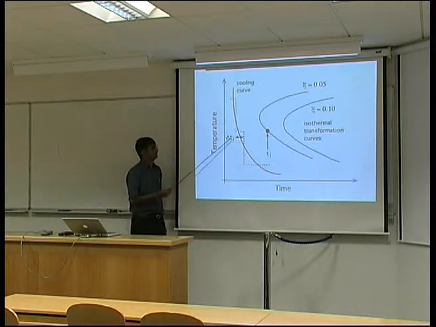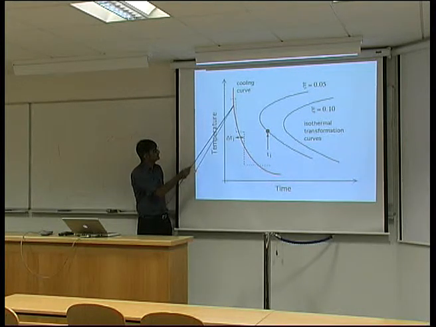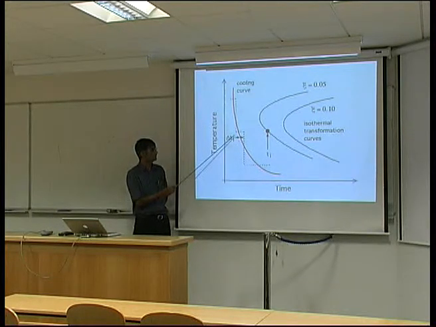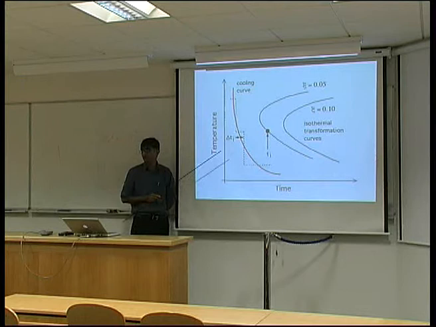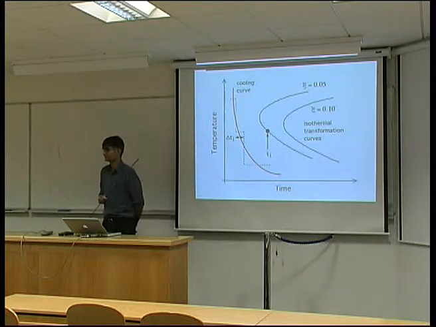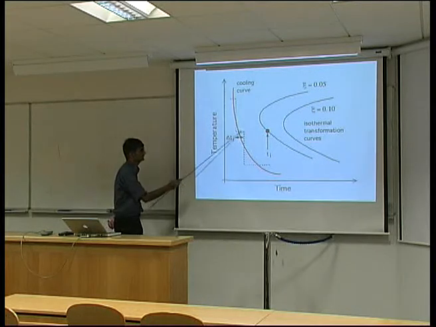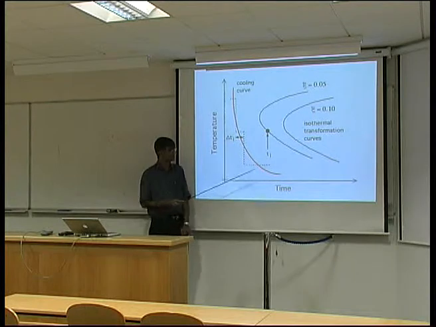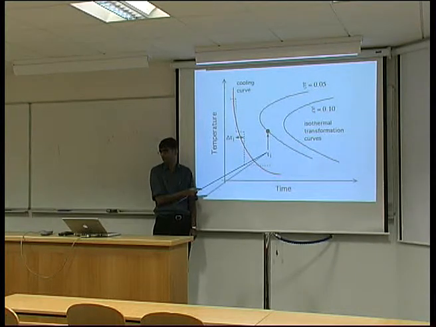Now, let's examine this particular step. According to this discretization of the cooling curve, I'm spending a time delta Ti at this temperature for the ith step, if you like. Spending a short time delta T at this temperature. Now, in order to achieve 5% transformation, I actually need that much time.